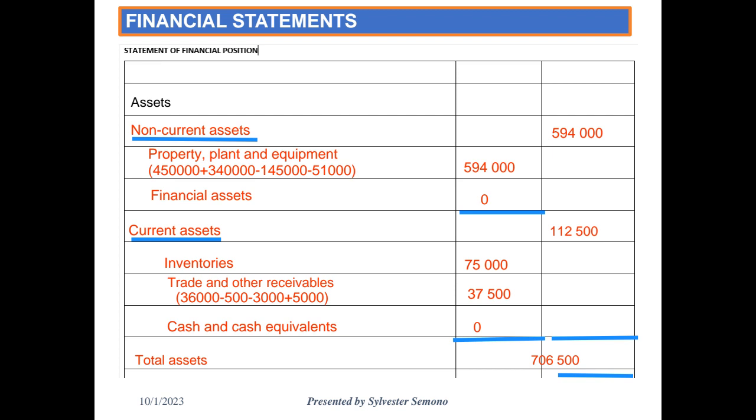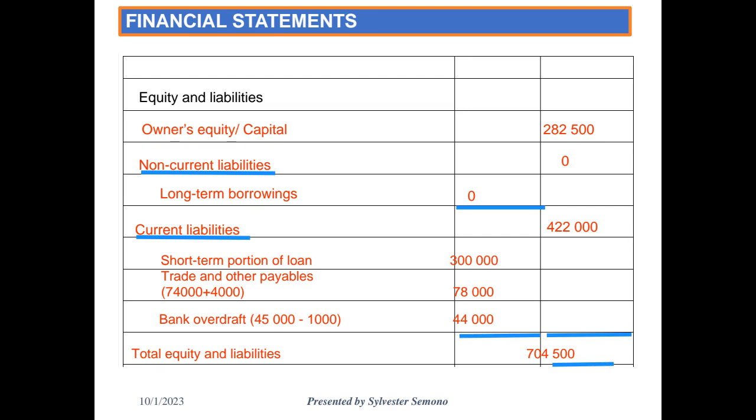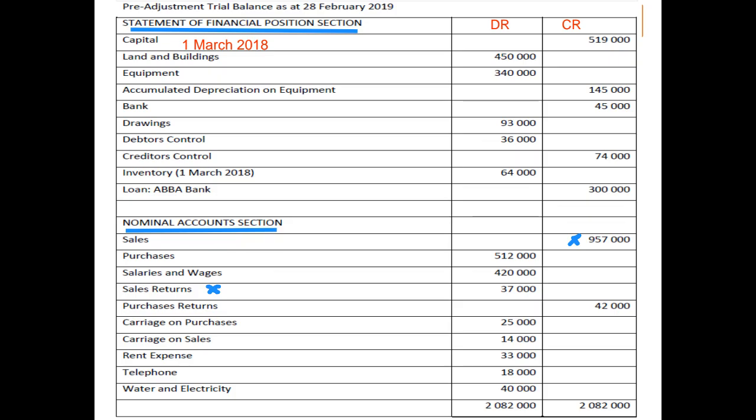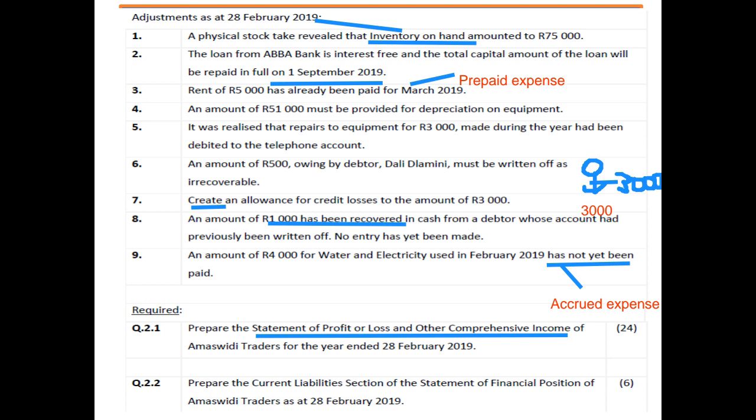Let's see, maybe if we can find. Can you see this one is 706? Yes. This one is 704. So it means there's a 2,000 difference. But if you're writing exam, you cannot find it, don't change anything because it's just a minor thing, okay? I can't see any 2,000 here. Maybe by the time when we were recording, we missed something. I don't see anything.